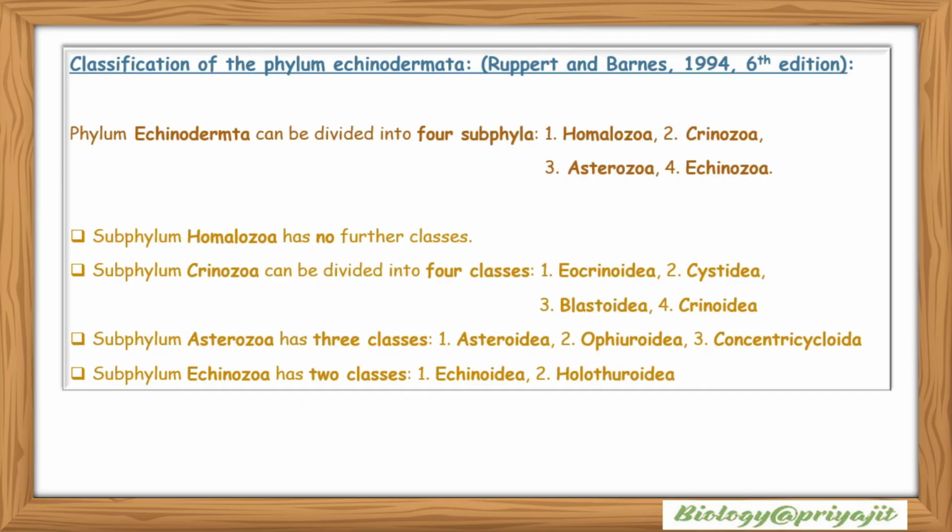So, according to Rupert Barnes, phylum Echinodermata can be divided into 4 subphyla: Homalozoa, Crinozoa, Asterozoa and Echinozoa. Subphylum Homalozoa has no further classes and subphylum Crinozoa can be divided into 4 classes: Eocrinoidea, Cystidea, Blastoidea and Crinoidea. Subphylum Asterozoa has 3 classes such as Asteroidea, Ophiuroidea and Concentricycloidea. Subphylum Echinozoa has 2 classes, Echinoidea and Holothuroidea.